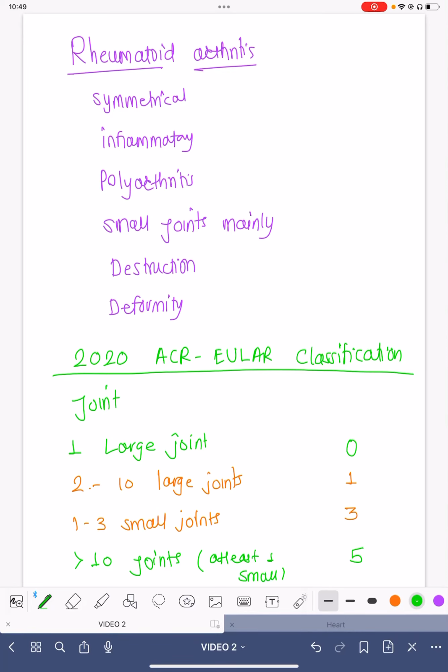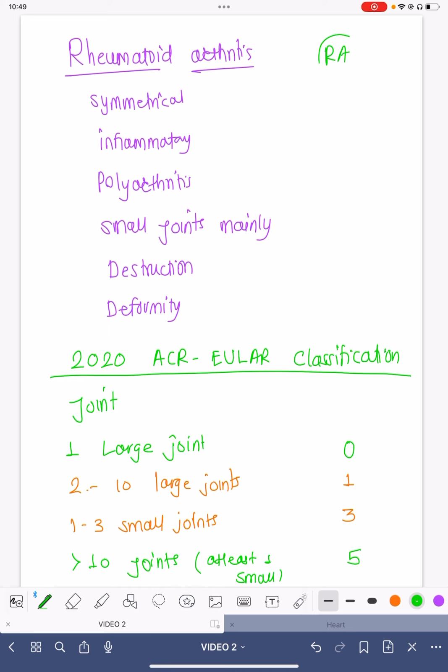So now we'll be talking about diagnosing rheumatoid arthritis, or RA. We must know that rheumatoid arthritis is extremely common almost everywhere, and diagnosing it many times can be challenging for many reasons.